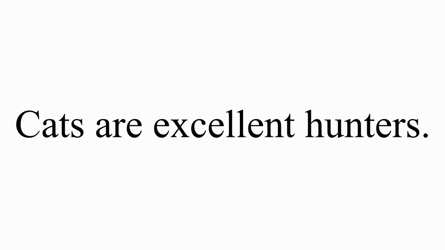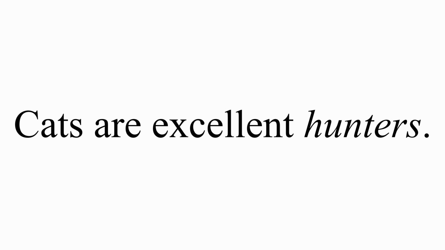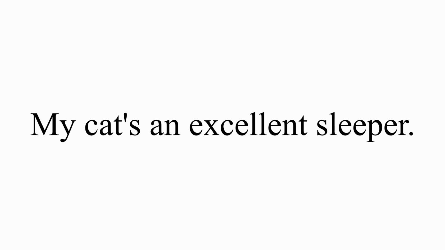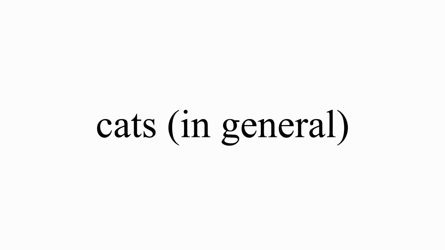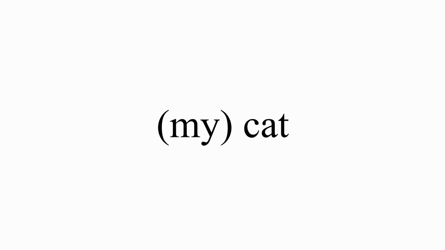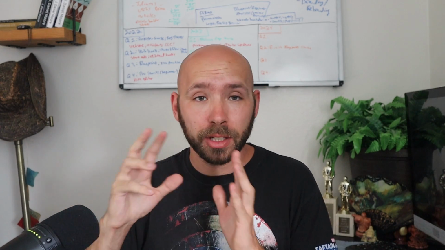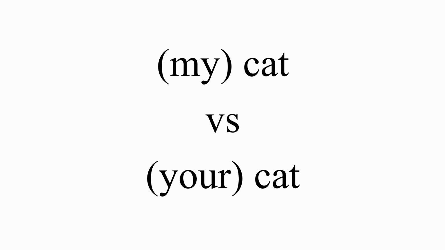Another example, cats are excellent hunters. Focuses on hunters, right? My response, my cat's an excellent sleeper. So I'm actually contrasting two things here. The first statement was cats, meaning cats in general. So the first thing I contrast is my. I say, my cat. Now there's a little bit of emphasis there, and that's okay in this case. Now I could actually further emphasize, really make it stand out, and say, my cat. But now it sounds like I'm not just comparing my cat to general cats. It might sound sort of like I'm comparing my cat to your cat, so like two specific cats.